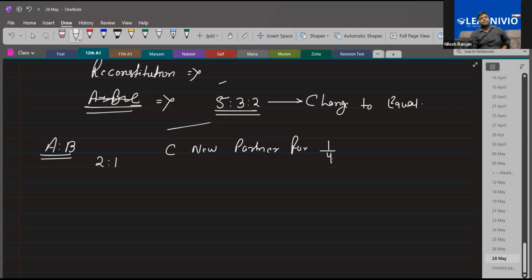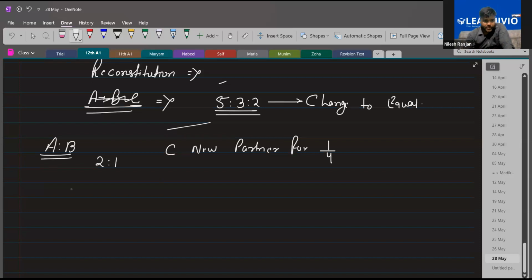Of course it will. Simply, it will change because C will get some share, and that share C is getting, he will get from A and B. So there will be some change in relation. There will be some change in ratio of partners.